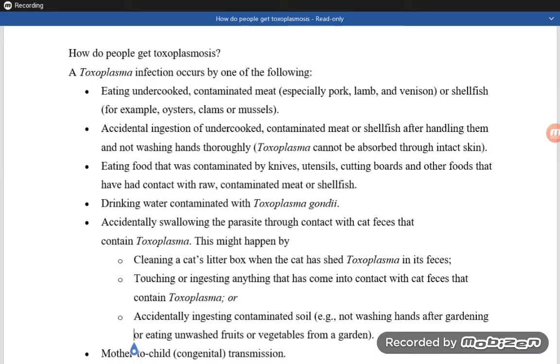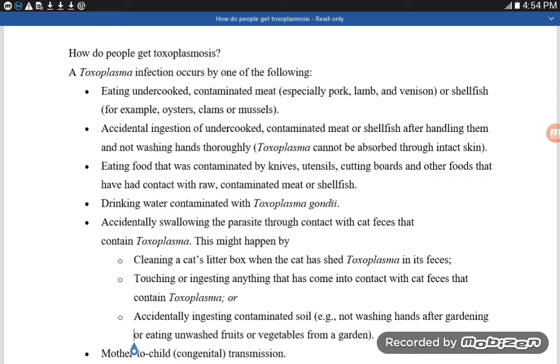We are going to discuss toxoplasmosis. How do people get toxoplasmosis? That means, how do people get the Toxoplasma infection? Here we are going to discuss the following things. Toxoplasma infection occurs by one of the following.